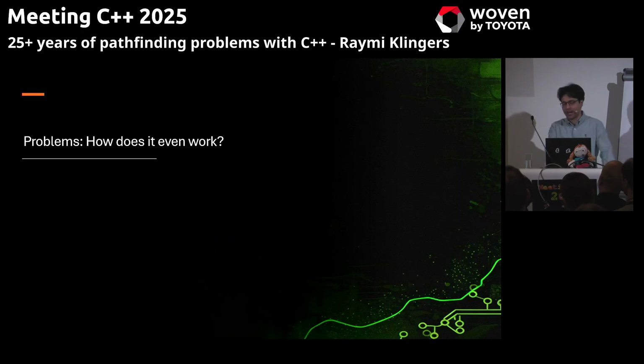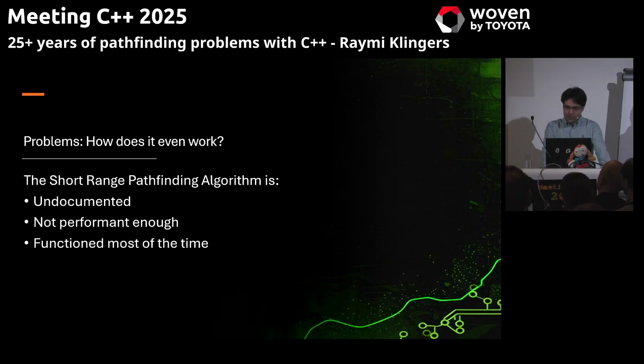All right, now, how does the pathfinding actually work in Age of Empires? So I'm only going to be talking about the short-range pathfinding algorithm, which is about 10% of the whole problem. So you can probably deduce from that how big of an actual problem the whole pathfinding is. The shortcomings of this pathfinding algorithm is that it's unfortunately undocumented. There's no articles on it. There's no documentation on it. Besides that, it's not performant enough. And it functions most of the time, so sometimes it actually breaks.